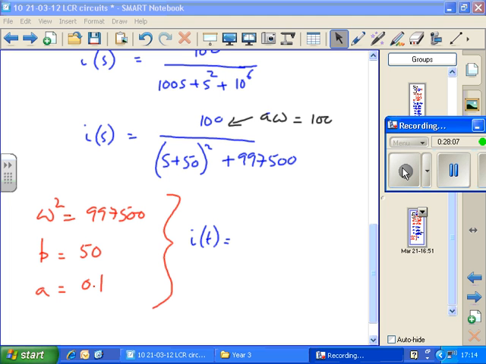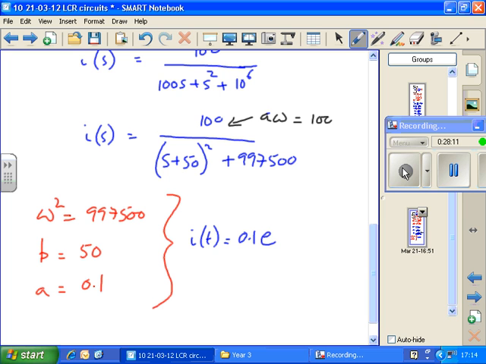We can now put our figures in here. So we can say that the current equals A, which is 0.1, e to the minus B, isn't it? Yeah, B, which is 50. So we're going to get this thing decaying a bit more rapidly this time because B is quite large. Sine omega, which is, what's omega? 998.7T.